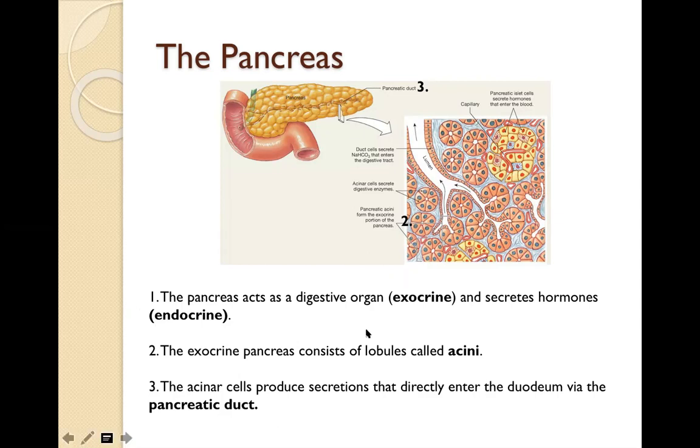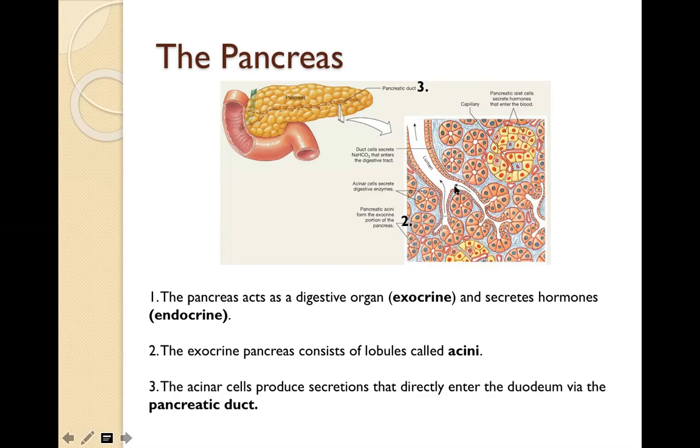And so the exocrine pancreas, or the one that actually makes digestive enzymes, there are parts of it called the lobules, and these lobules are called acini. And all of these cells here, you can see these are the acinar cells, or the acini of the pancreas. And this is of the exocrine pancreas. So the digestive enzymes are going to be produced in these cells, and they're going to be brought into this duct system.